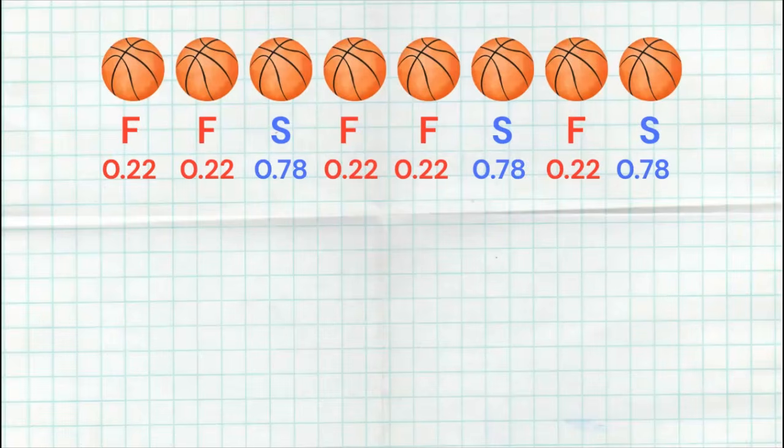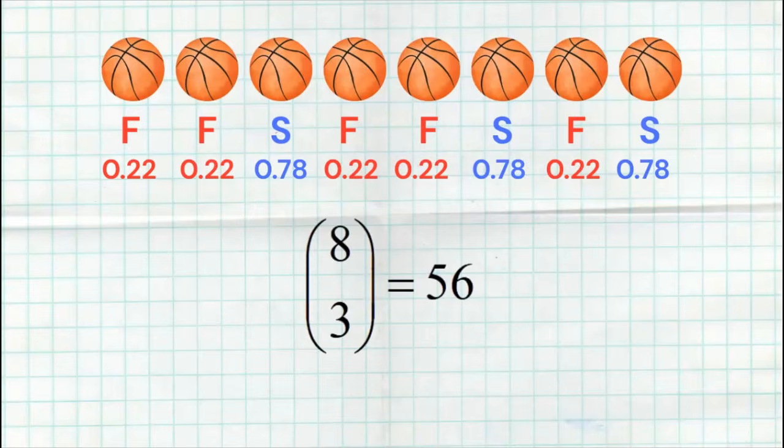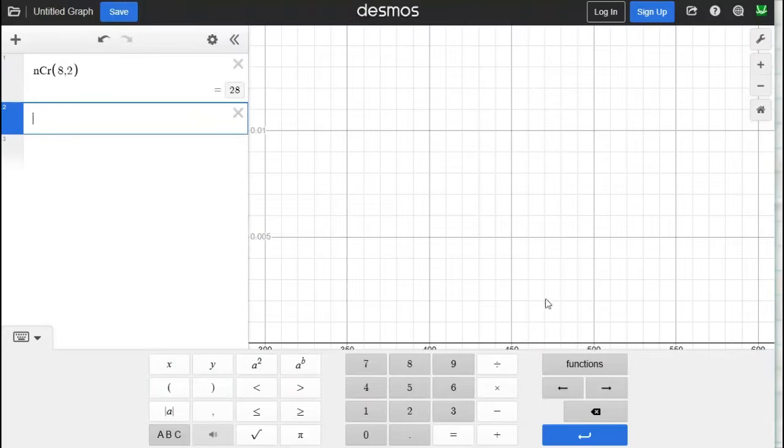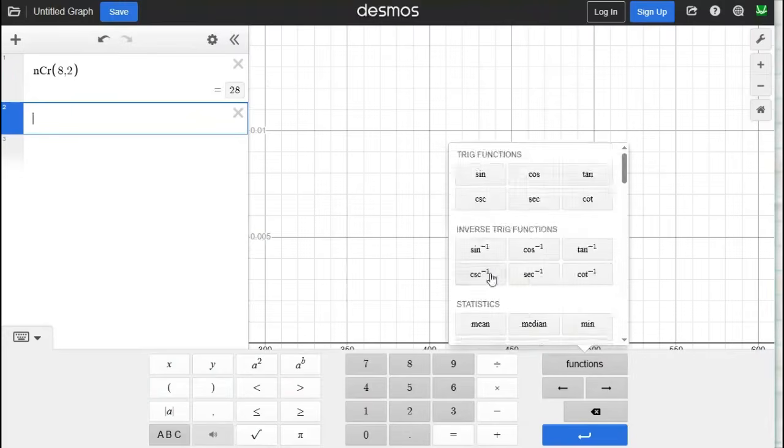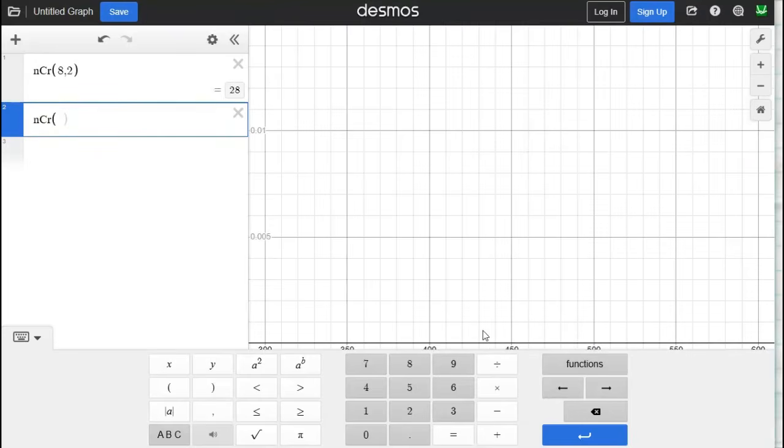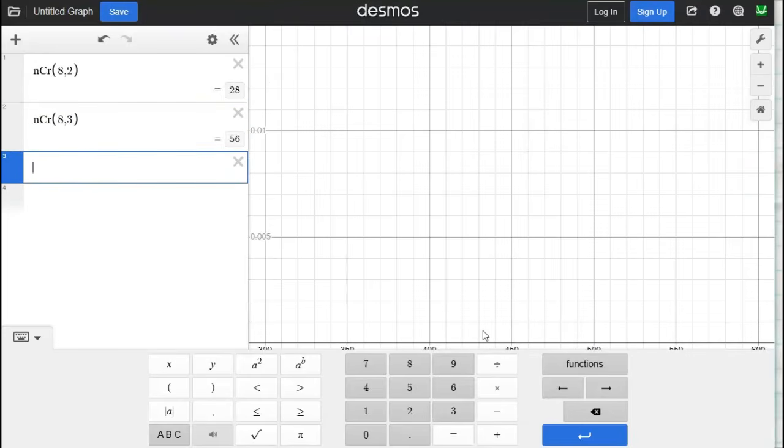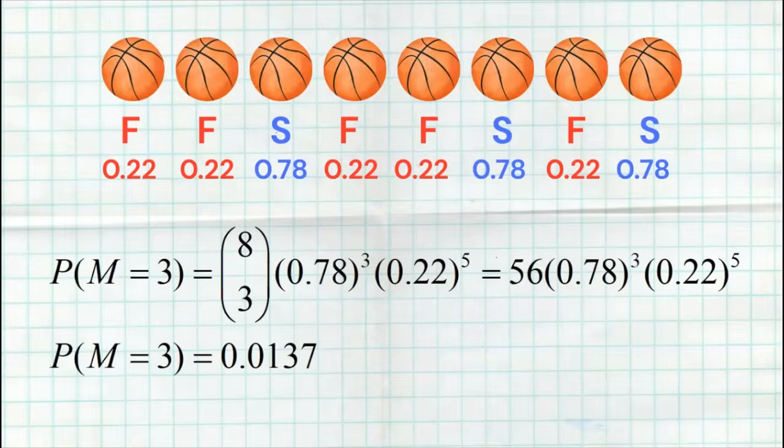But what we want to figure out is how many different combinations there are. We want to figure out what is 8 choose 3. How many different ways, if you have 8 shots, could 3 of them be successful? Well, again, all you have to do is use Desmos. Don't stress over using a formula. So again, we just go all the way down on that functions tab, and we do 8, 3, hit enter, and there it is, 56 different combinations. So now we're going to come back here and get our answer. We have 0.78 to the third. That's for the 3 makes. That's what we needed.